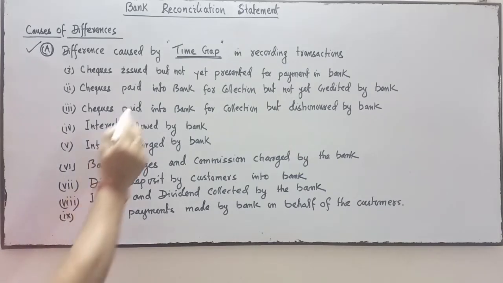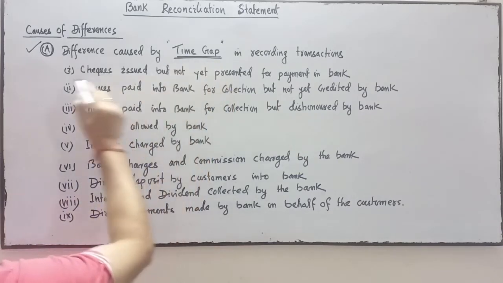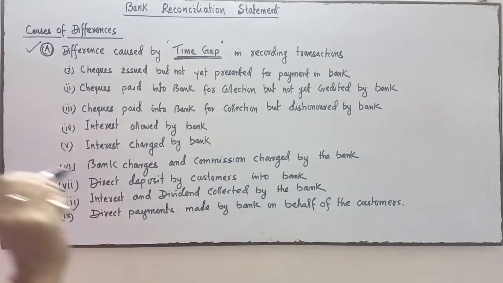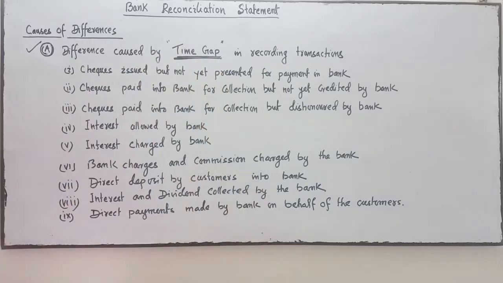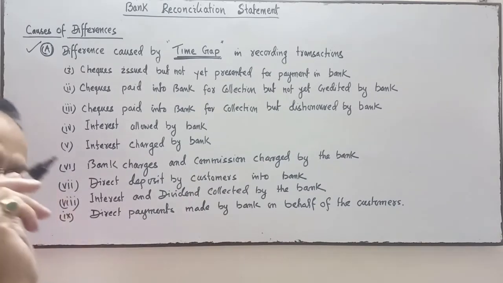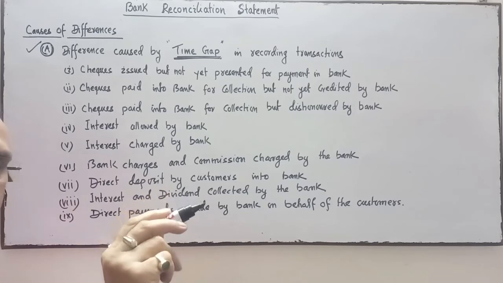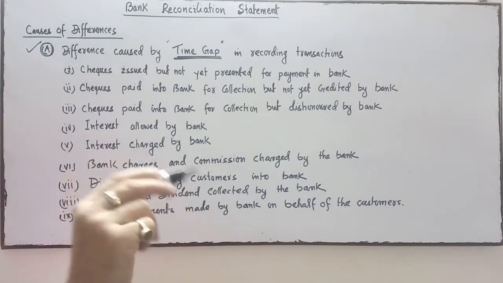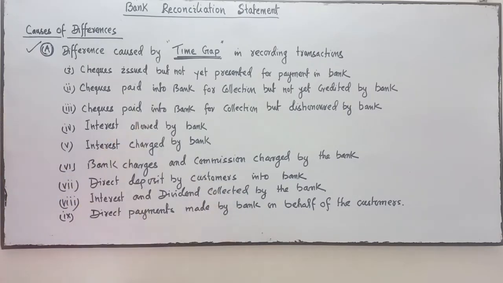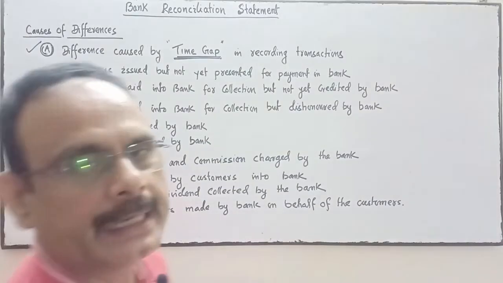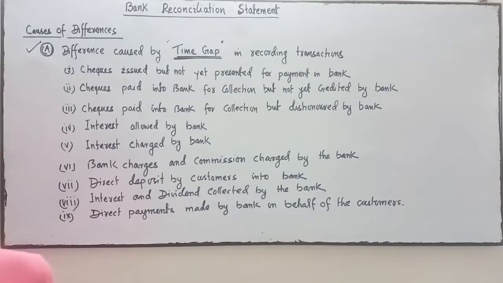Because of that, the reason is what? In all these points, the reason is what? Time gap. Time gap in recording the transactions. The transaction is recorded, but in the cash book it is recorded on a certain date and in the passbook it is recorded on another day, or in the passbook it is not yet recorded. Is it clear? So the difference is caused due to time gap in recording the transactions.